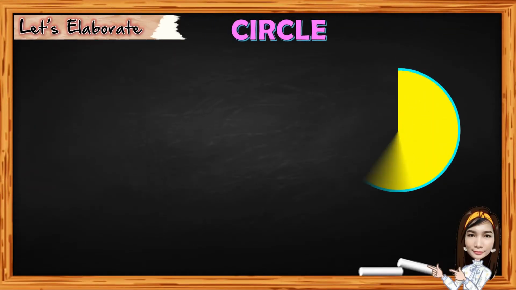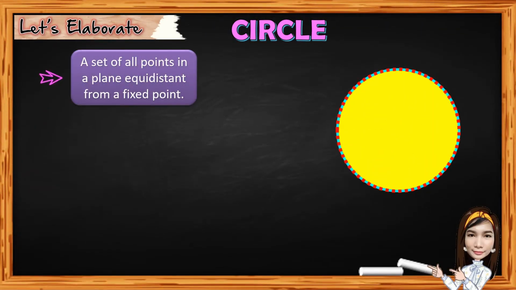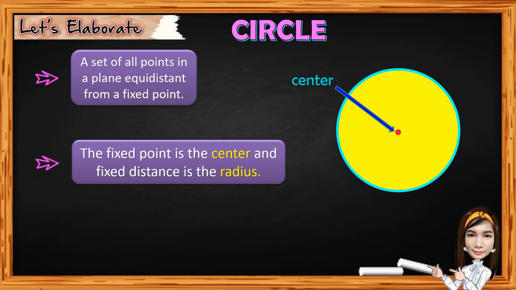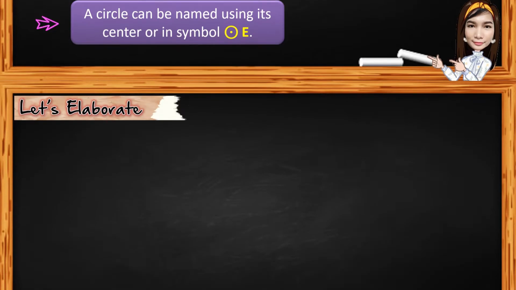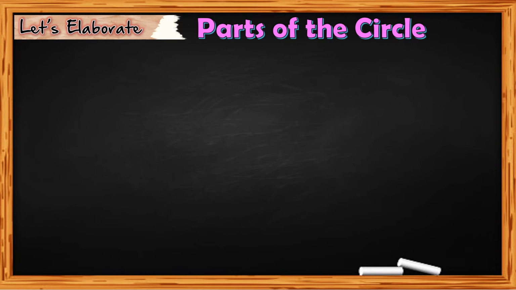Let's define circle. Circle is a set of all points in a plane equidistant from a fixed point. That fixed point is what we call the center, and the fixed distance is the radius. A circle can be named using its center or in symbol circle E. Let's proceed on the parts of the circle.